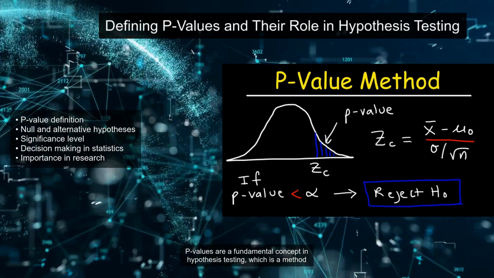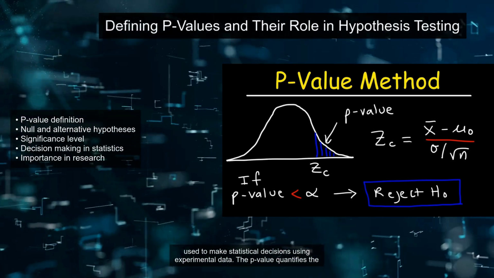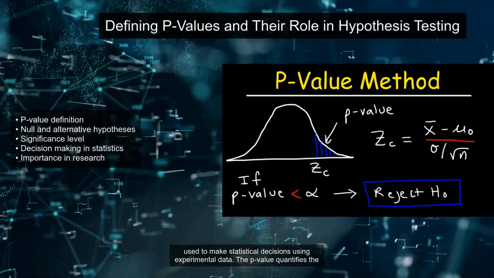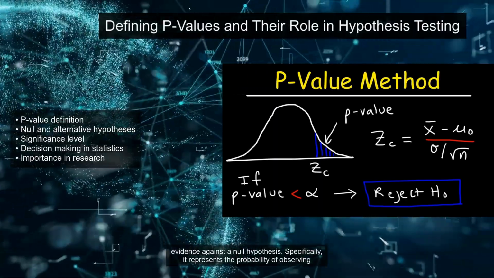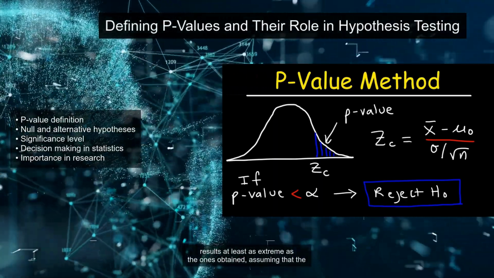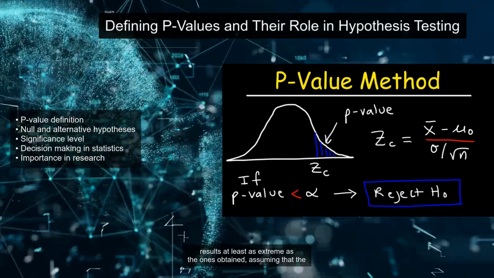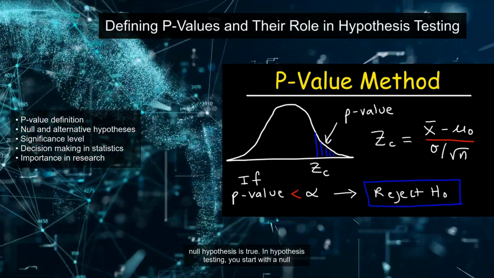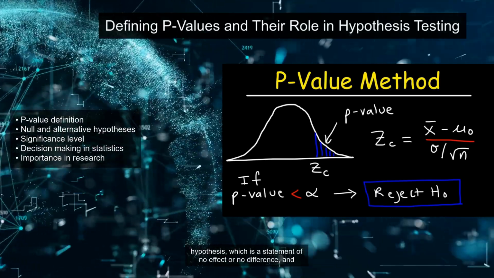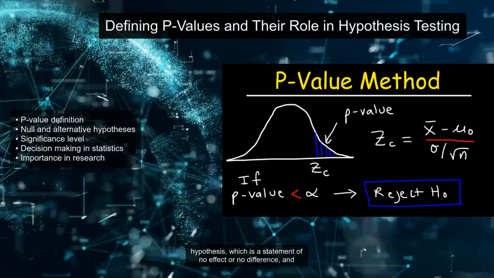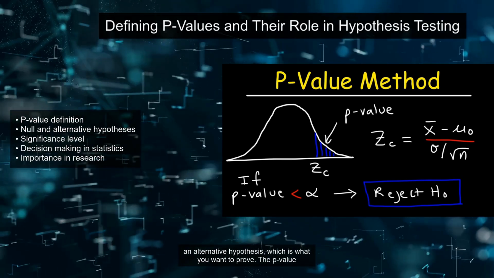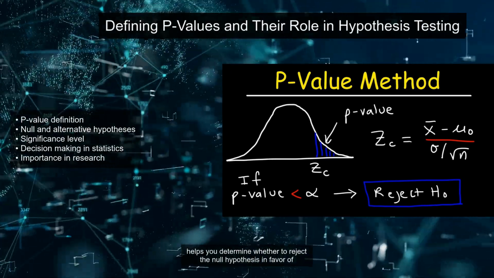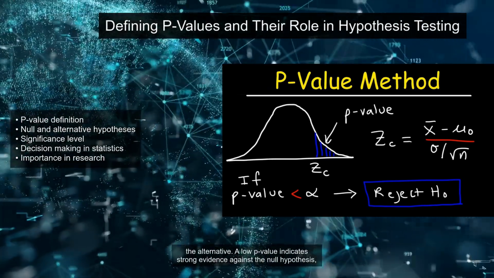P-values are a fundamental concept in hypothesis testing, which is a method used to make statistical decisions using experimental data. The p-value quantifies the evidence against a null hypothesis. Specifically, it represents the probability of observing results at least as extreme as the ones obtained, assuming that the null hypothesis is true. In hypothesis testing, you start with a null hypothesis, which is a statement of no effect or no difference, and an alternative hypothesis, which is what you want to prove. The p-value helps you determine whether to reject the null hypothesis in favor of the alternative.